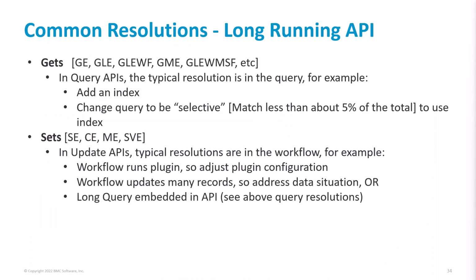We've looked at tools to identify problems, and we've looked at how to identify the underlying cause. Now let's take a short look at what some possible resolutions might be. If you use the longest APIs table to find long-running API calls, you'd find that most of the time you're looking at either a get or a set type of activity. Get API calls are get entry, get list entry with fields, etc. In these query types of APIs, the typical resolution is to make the query run faster.